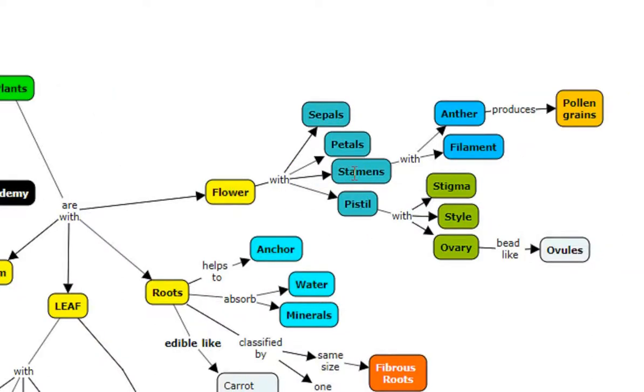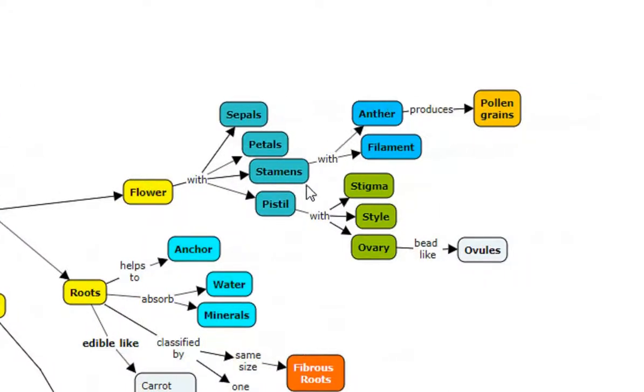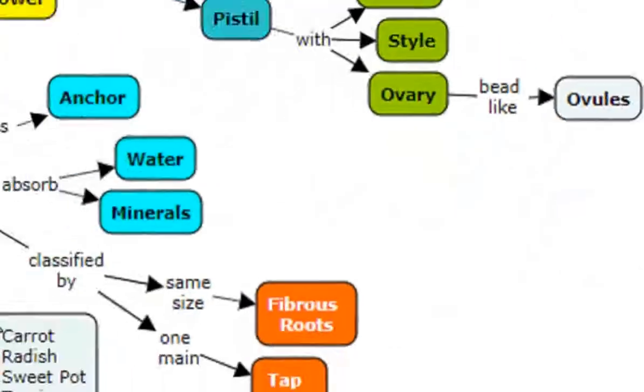Stamens are the male reproductive part of the flower. Stamens have anther and filament. Anther produces pollen grains. Pistil is the female reproductive part, and it has ovary, style and stigma. Inside the ovary there is a small bead-like structure called ovules.